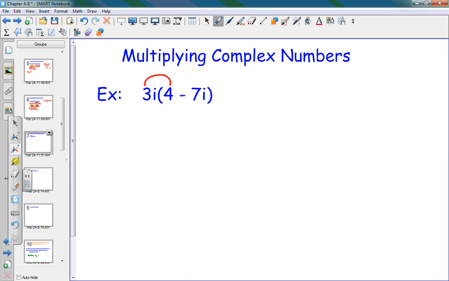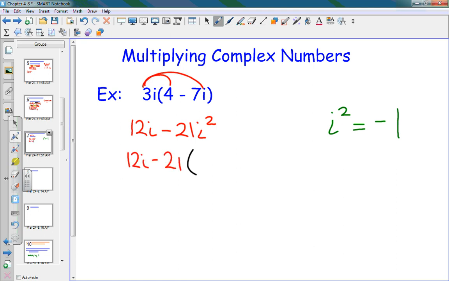So 3 times 4 gives me 12i, that i has to tag along. And then 3 times 7 gives me minus 21, but i times i is i squared. But here's the kicker. i squared is equal to negative 1. So I have to substitute in what i squared is. So this gives me 12i minus 21 times the negative 1.